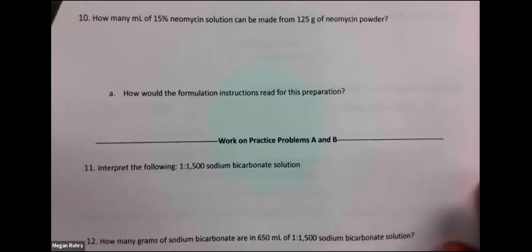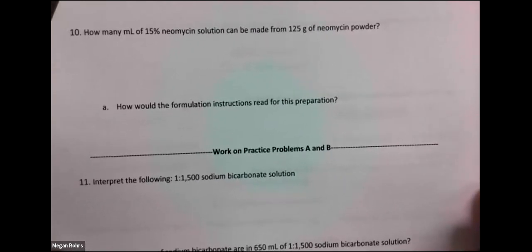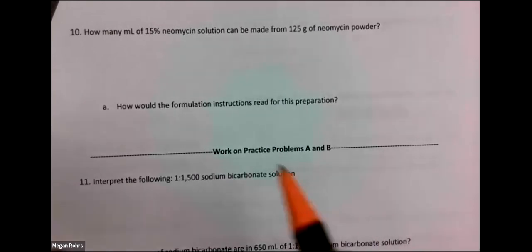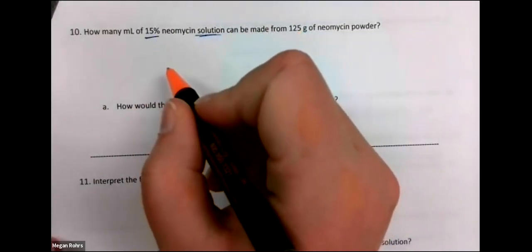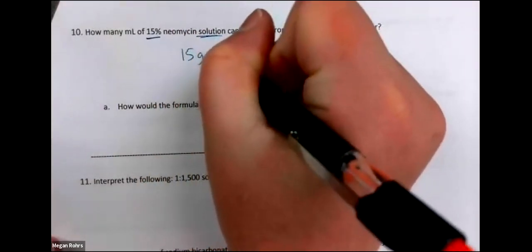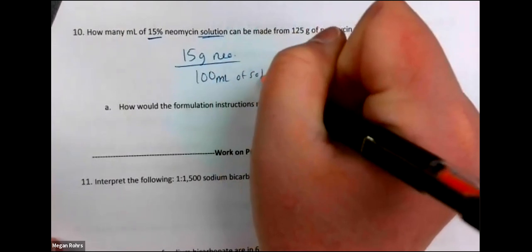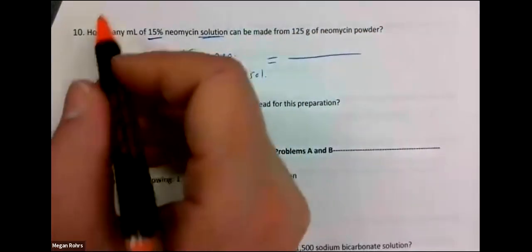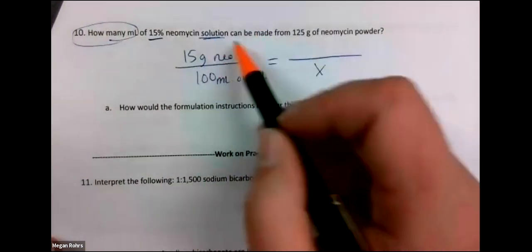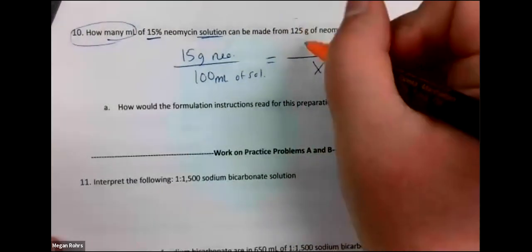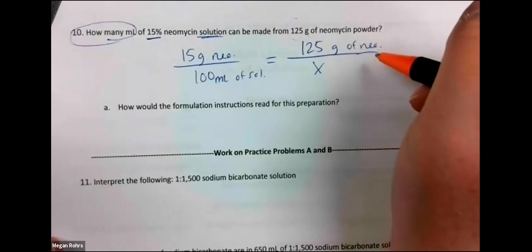Okay, number 10. How many mils of a 15% solution can be made from 125 grams of neomycin powder? Well, our 15% solution, we're going to assume that that is a weight per volume. So we have 15 grams of neomycin in every 100 mils of solution. Now this time it's asking us for how many mils, so our X is going to be on the bottom. It can be made from 125 grams of neomycin, so that's going to go on top.